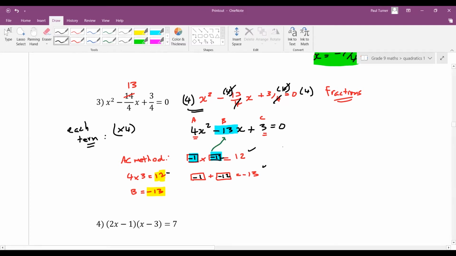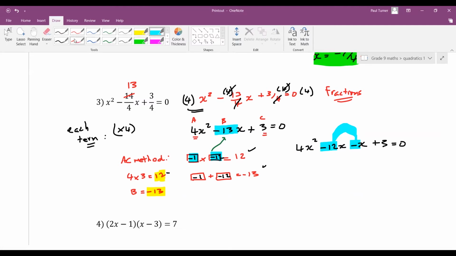So we're going to write that out as 4x squared, and I'll put the minus 12 first. Minus 12x, sorry, minus 12. And then minus 1, minus x. Plus 3 equals 0. So I changed my middle term, minus 13, to minus 12x minus x. So this is your minus 13 here, that middle number.